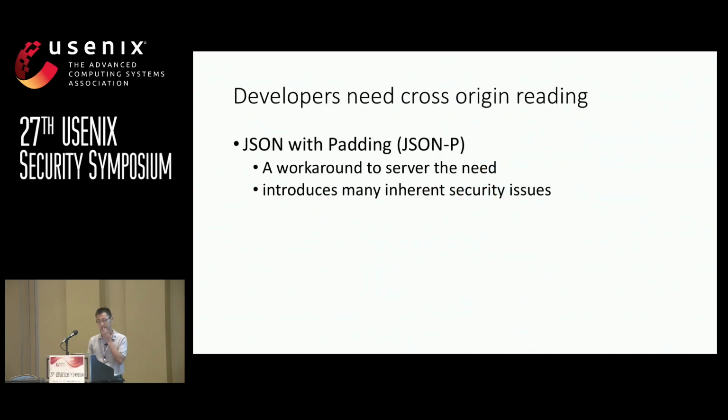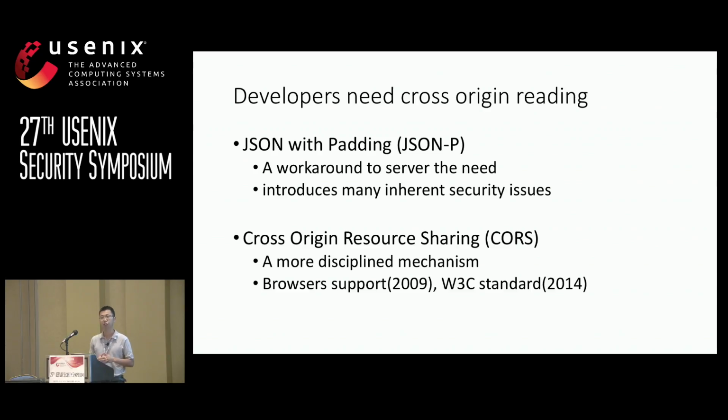But with the development of the web, many applications need cross-origin reading permission. So developers have come up with some workarounds, such as JSON-P, to serve the need. But JSON-P has a lot of security issues. So cross-origin resource sharing was proposed to solve the problem of JSON-P, and it's a more disciplined mechanism that has been supported by all the browsers and adopted by mainstream websites.